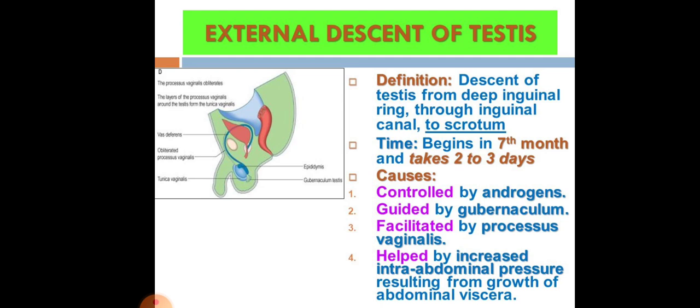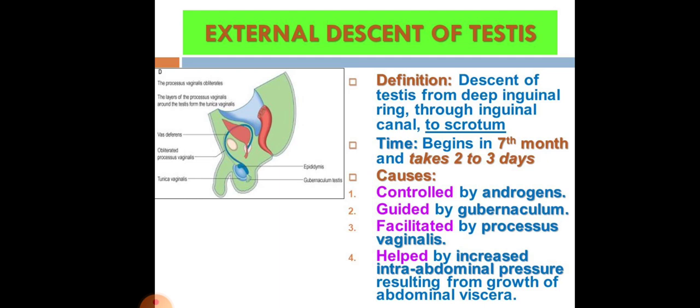Now the external descent of testis can be defined as descent of testis from the deep inguinal ring through the inguinal canal to the scrotum, and the time taken is from the 7th month and takes 2 to 3 days. Causes which control the descent: it is controlled by the androgens, the male hormones. It is guided by the gubernaculum, facilitated by the processus vaginalis, and it is helped by the intra-abdominal pressure, which results from the growth of the abdominal viscera.